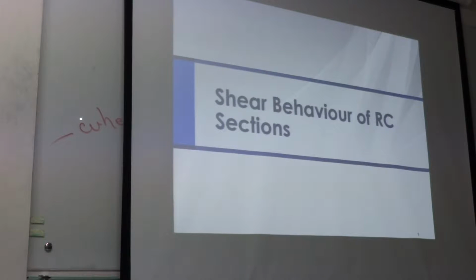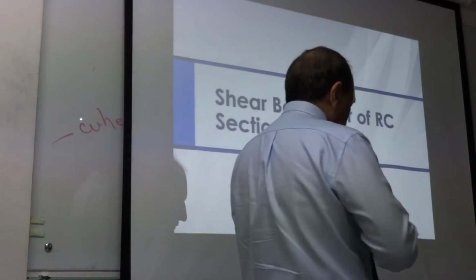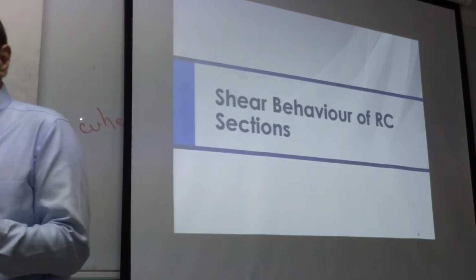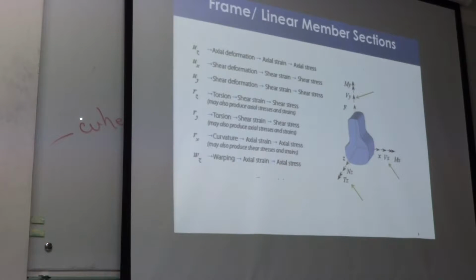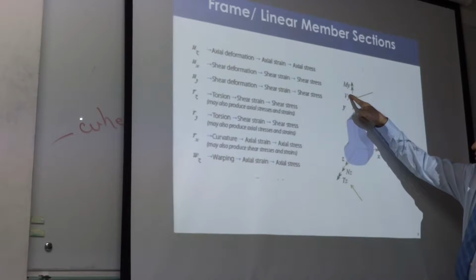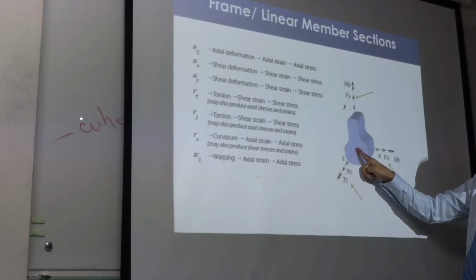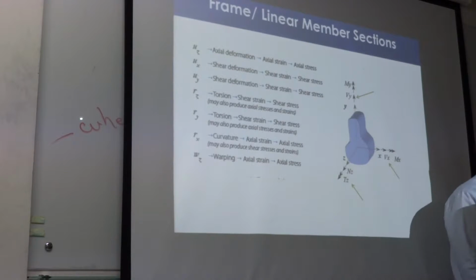Shear behavior of section. So far we have been talking about bending moment and axial forces, and today we will start the topic on shear and torsion. So basically we will now concentrate on these actions: shear about vertical axis, shear about horizontal axis, and torsion about the longitudinal axis. So there are two shears to be taken care of together with the torsion.